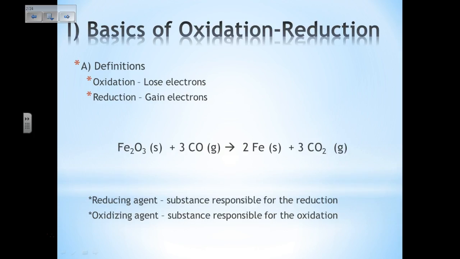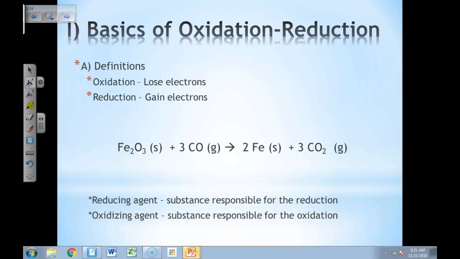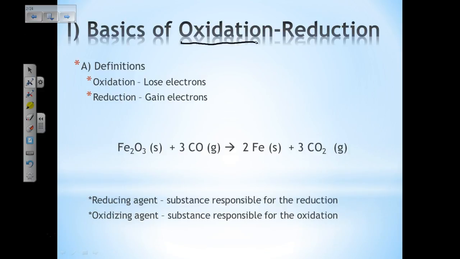Okay, so let's first get some basics down. We probably have to know what the definitions of some of these things are. The formal name of this is oxidation reduction, but you may hear me say redox. It's just a quicker way of saying this. An oxidation reaction, or when oxidation occurs, is when something is going to lose electrons, and reduction is when a substance gains electrons.